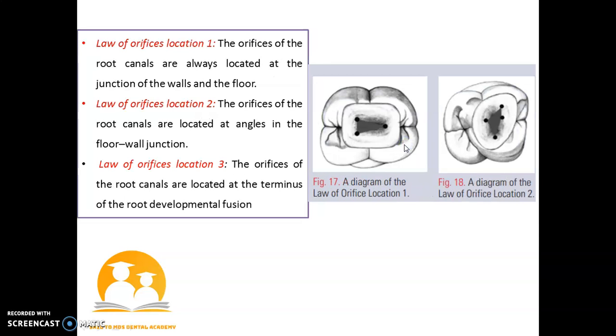Now let's see another law, the law of orifice location 1, location 2, and location 3. Here you can see the orifices of the root canals are always located at the junction of the walls and the floor. Now law of orifice location 2: the orifices of the root canals are located at angles in the floor and wall junction. Now law of orifice location 3, remember these canals always follow this developmental line. You can see this line which indicates your dentinal map. So the orifices of the root canals are located at the terminus of the root developmental fusion lines.